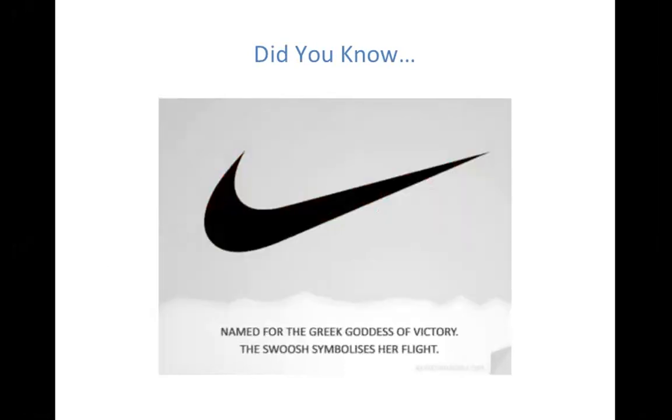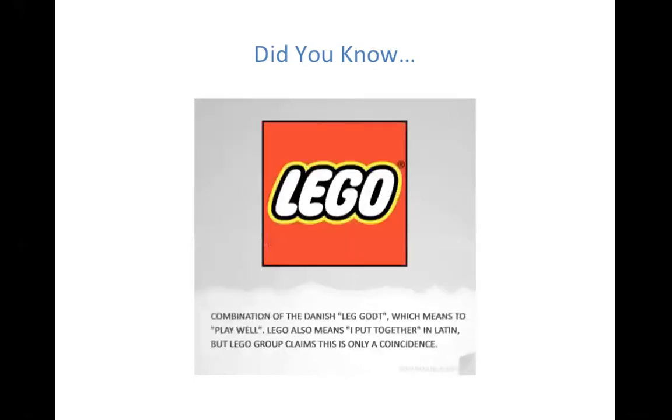Another one is, did you know what the Nike swoosh represents? It actually is a symbol of the Greek goddess of victory, symbolizing her flight. So it goes back into ancient times. I know I took Latin class, so we learned about this as well. It's very interesting. Here's one that I grew up with, Lego, a combination of the Danish leg godt, which means to play well. Lego also means I put together in Latin, but the Lego Group claims this is only a coincidence. So it's a good coincidence, right?